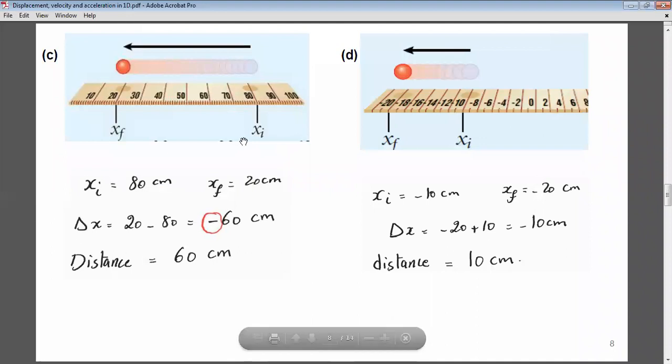Third example: a ball moves from x initial 80 centimeters to x final 20 centimeters, but it's moving in the negative direction. So displacement equals x final 20 minus x initial 80. So we get minus 60 centimeters. It's normal because it's going in the negative direction. However, how much is the distance? We don't say here it is negative 60. Distance is always positive. So it is 60 centimeters. Last example, I leave it for you to do yourself. Here's the solution.